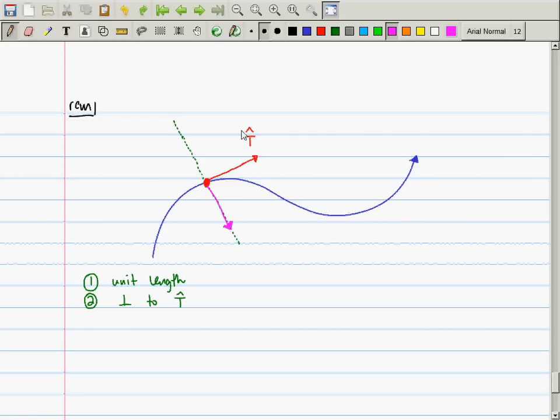How about if we were traveling on this path in the opposite direction? You would be turning left. But it's still always pointing in the direction you're turning. Okay, so then the third requirement is that it needs to point in the direction of curvature. Okay. So this one that we have just specified is denoted as N, and it is called the unit normal vector.